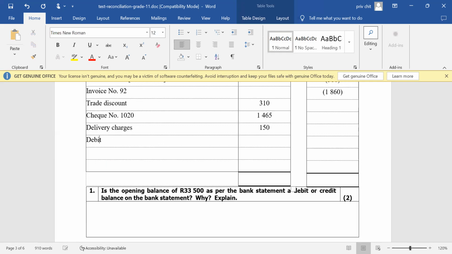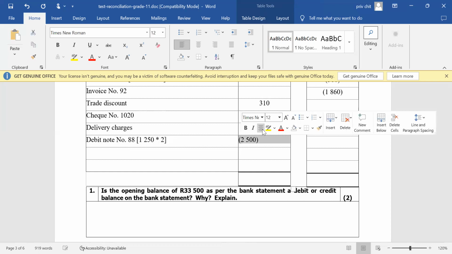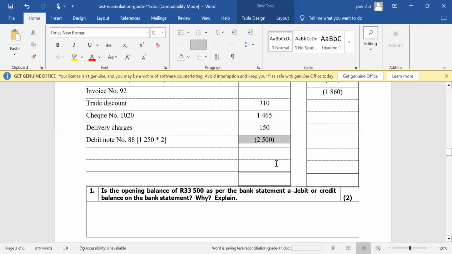Debit note number 88. So it's just going to be subtracted twice. You just do it 2 times, okay? Which will give you how much? 2.5. Does it make sense? Yes. Right.